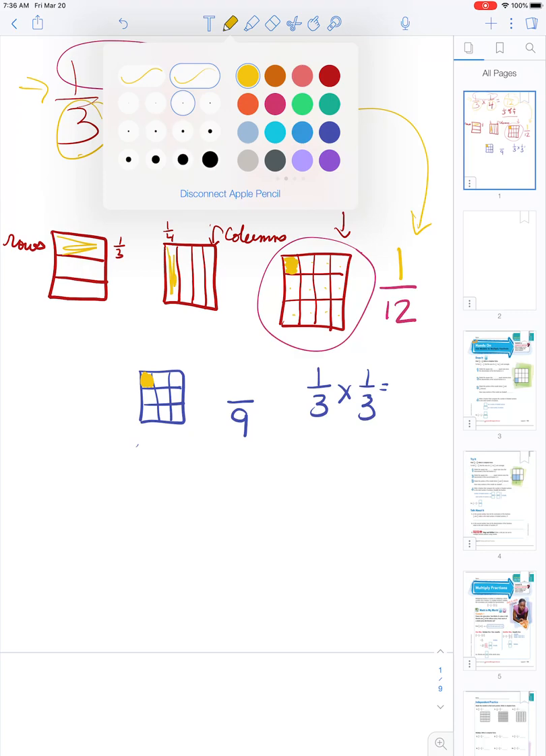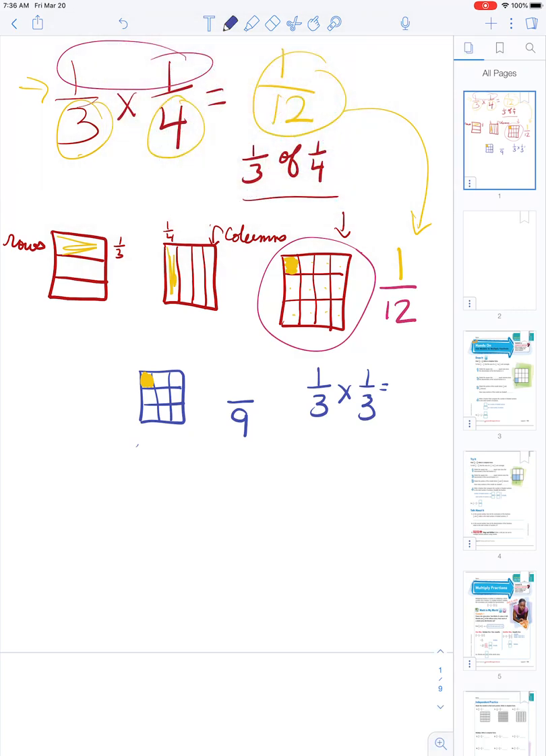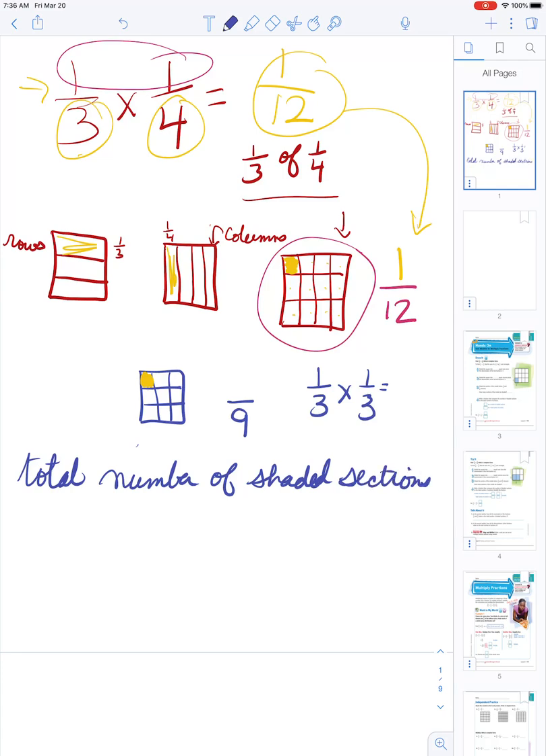So what does the numerator tell us about this problem? The numerator tells me the total number of shaded sections. And that's why it is 1, right? Because 1 times 1 is 1. So the total number of shaded sections is what we refer to as the numerator.